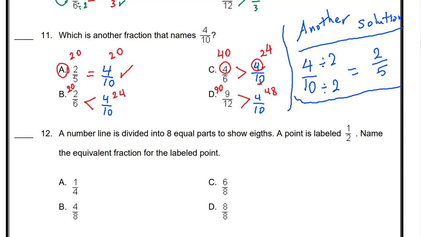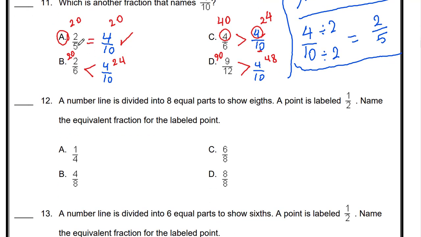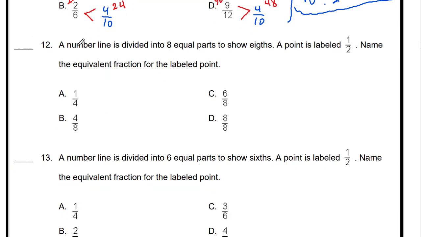You can take every fraction here and try to get 4/10 if you can. So if you take 2/5 and multiply both numerator and denominator by 2, you will get 4/10. So we have many ways to solve the question, and it's up to you to choose any of the ways to use. Okay, my heroes, any problems, any questions? Okay, let's move to the next question.